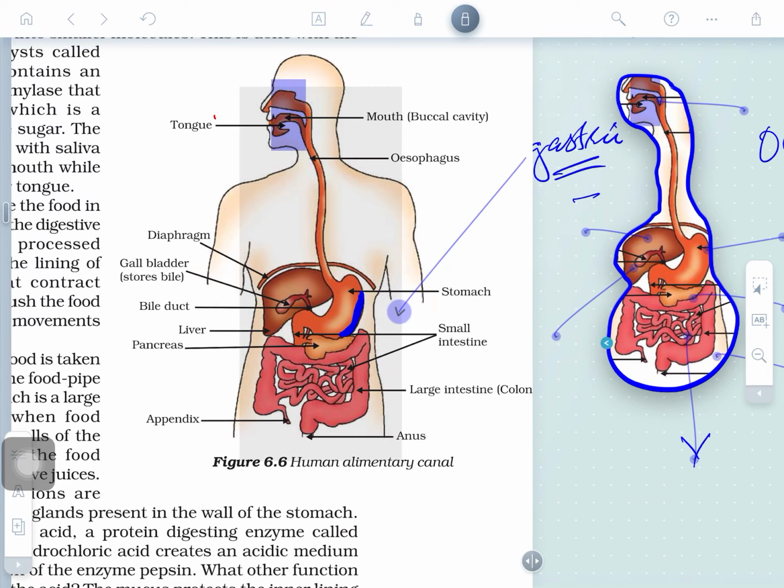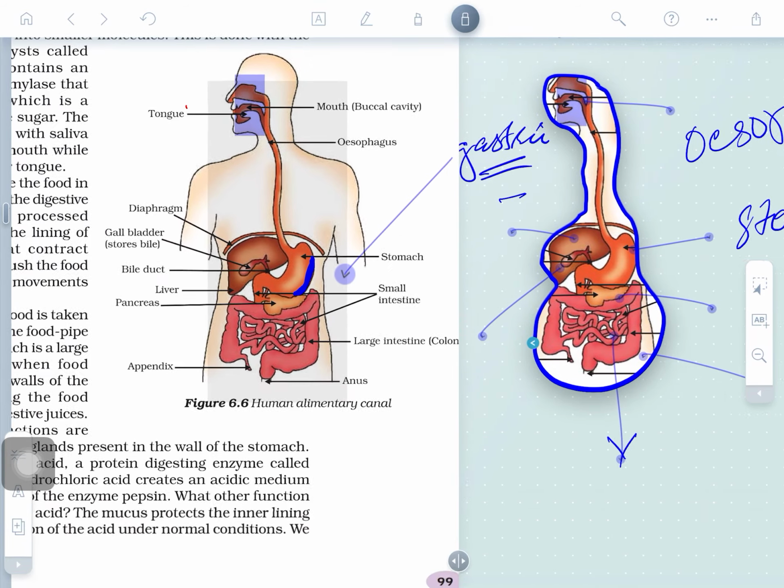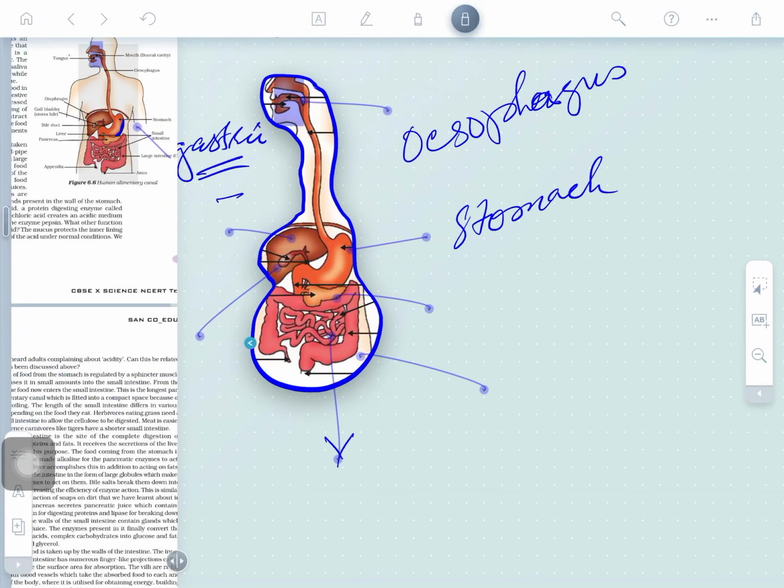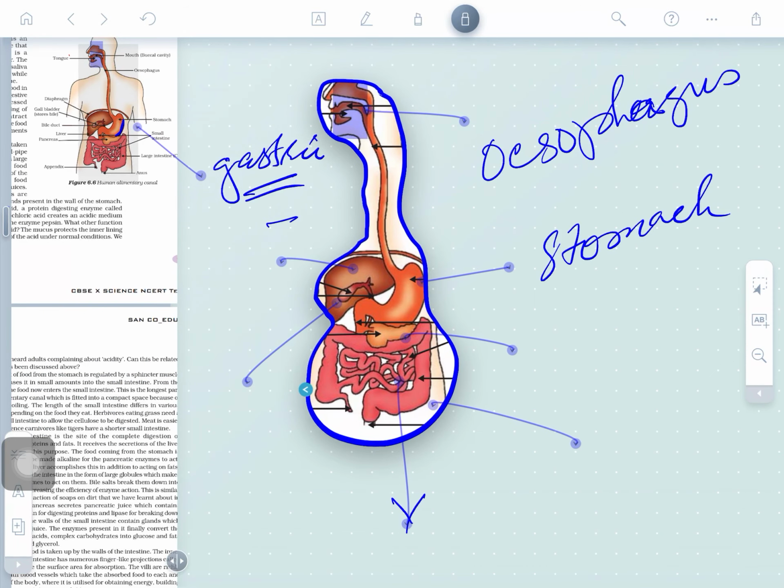This digestive system in humans is simply called the alimentary canal. I have just taken the alimentary canal here, you may see it before you. It begins from the mouth. This is the mouth, and this is the esophagus. This portion is called the esophagus. This is a sac-like structure, the stomach.